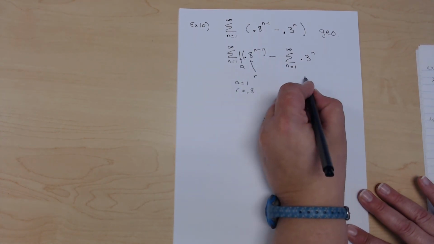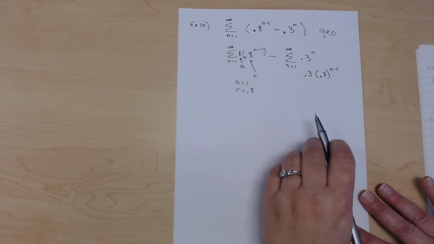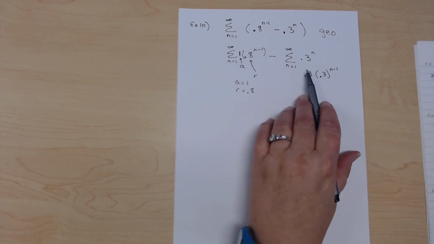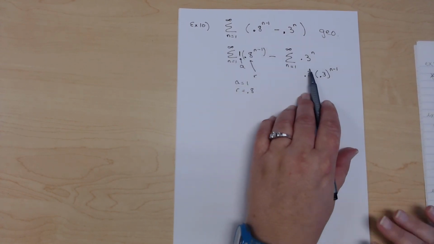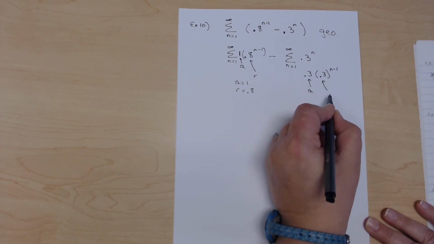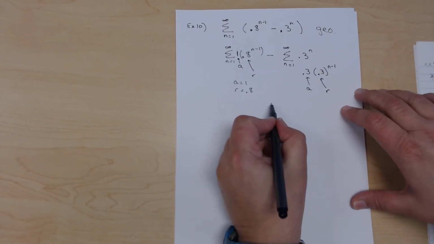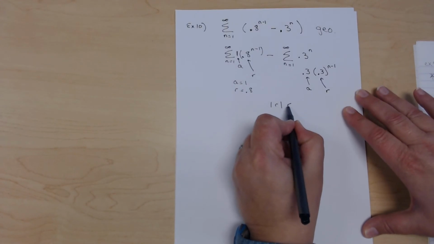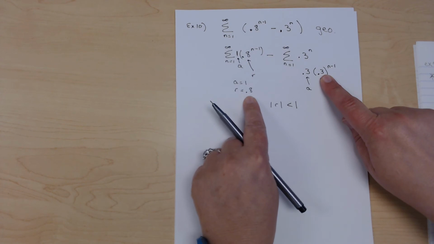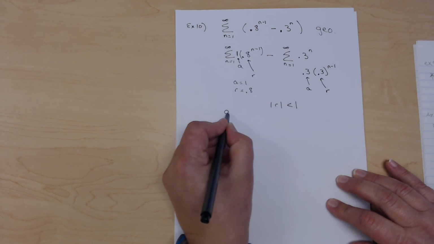So I got to pull a 0.3 out, and now I have 0.3 to the n minus 1. Okay. So that was a good comparison too, to kind of reference ourselves, remember the difference between the two. So here my A is 0.3 and my R is 0.3 as well. Notice both of my R's, remember the absolute value of R has to be less than 1, then they converge. So both of these are going to converge. Okay, so now it's just a matter of what does it converge to?